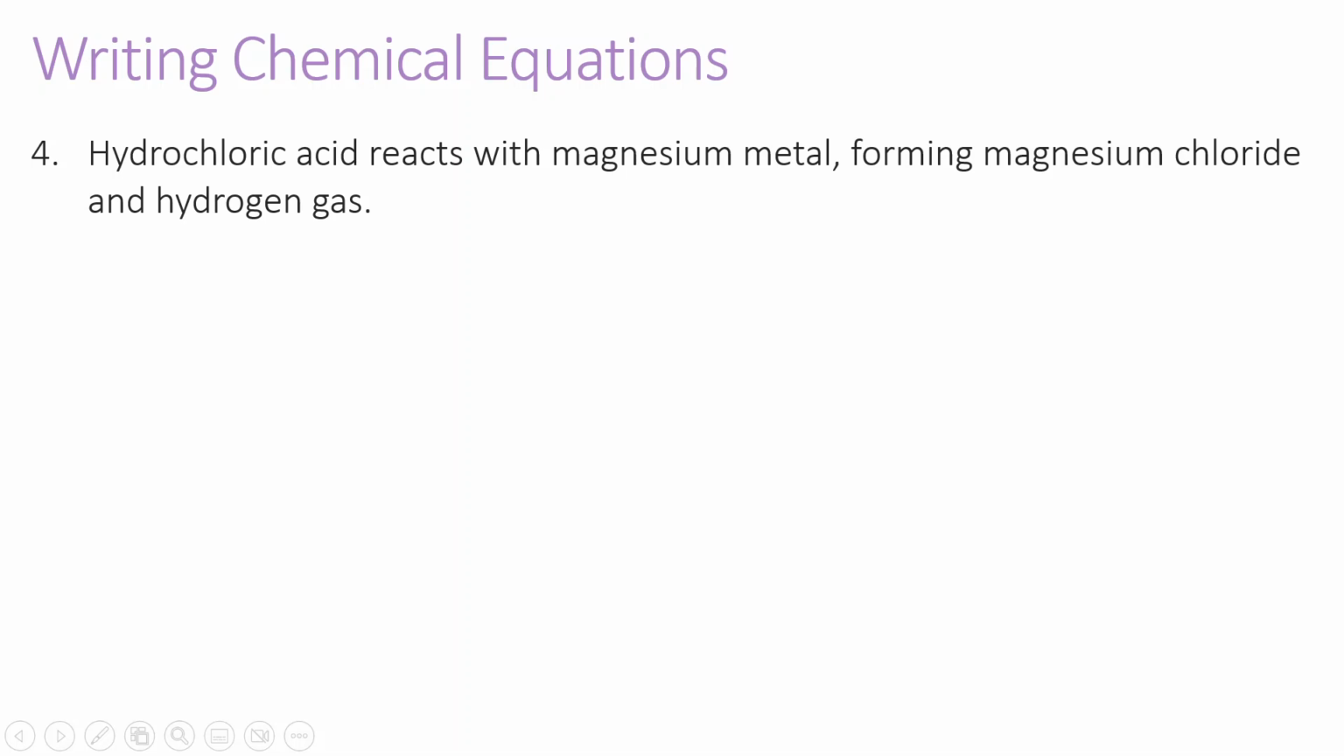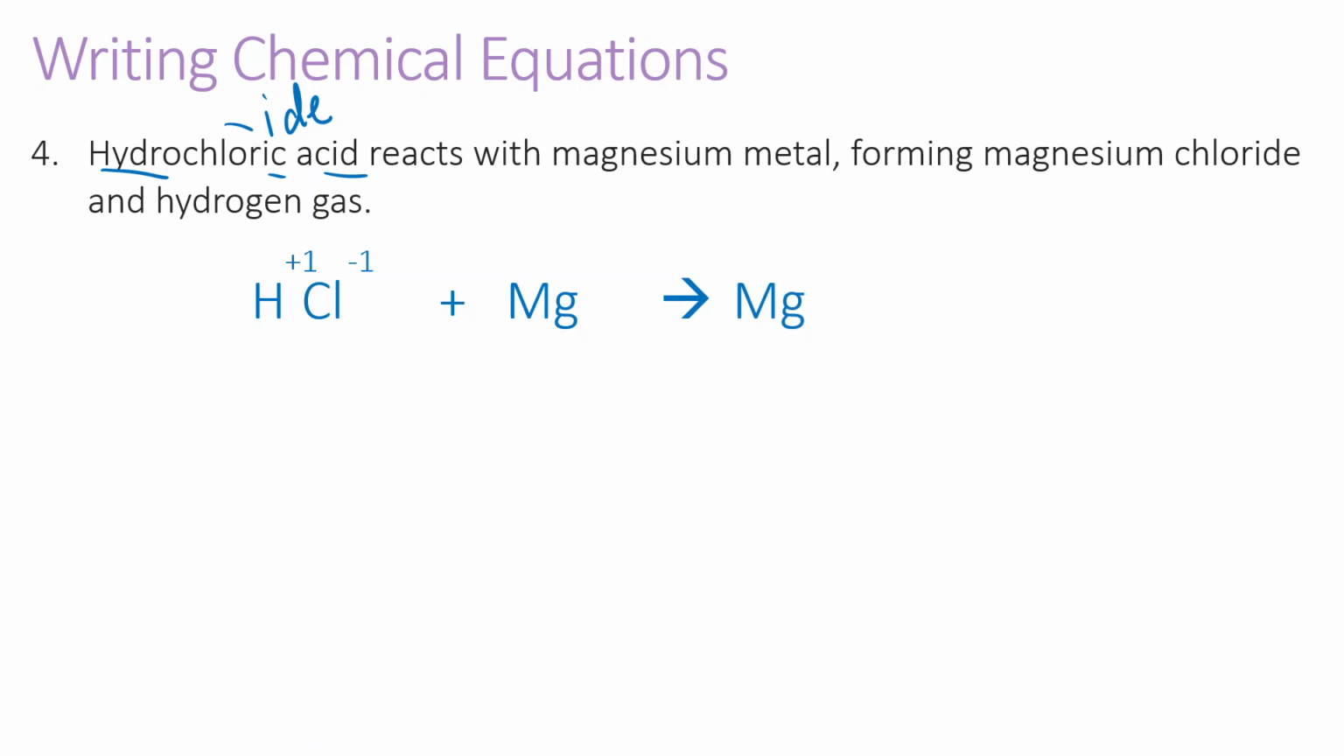Hydrochloric acid reacts with magnesium metal. So hydrochloric acid, we have a hydro-blank-ic acid. That corresponds to an ending of "ide," meaning that this was originally chloride. Chloride has a -1 charge. It's an acid, so we need to put an H in front, which would form a +1 charge. So this works charge-wise. We have +1 and -1, and it adds up to 0. This is going to react with magnesium, and we're going to form magnesium chloride and hydrogen gas.